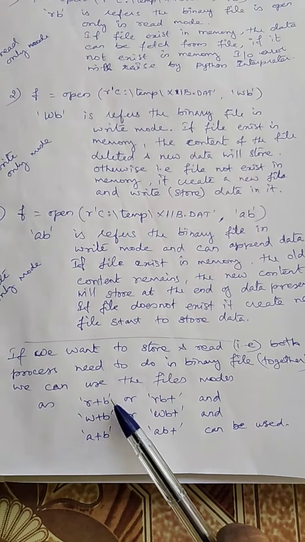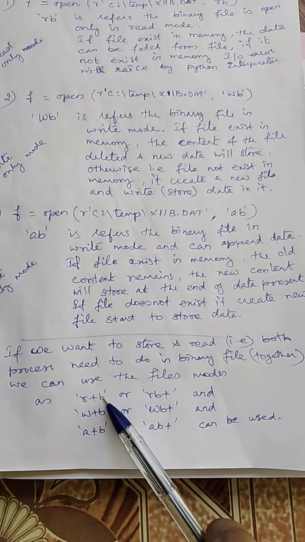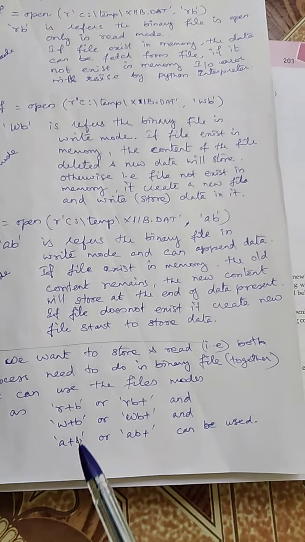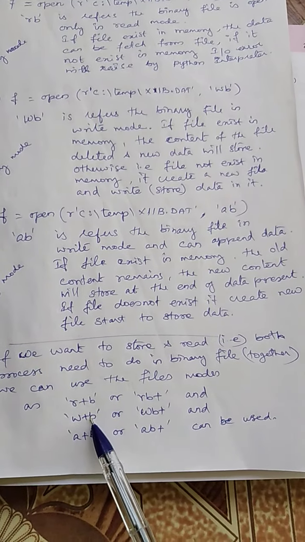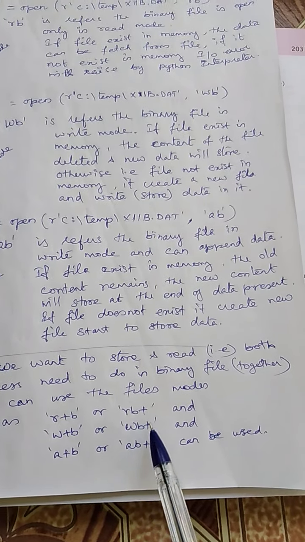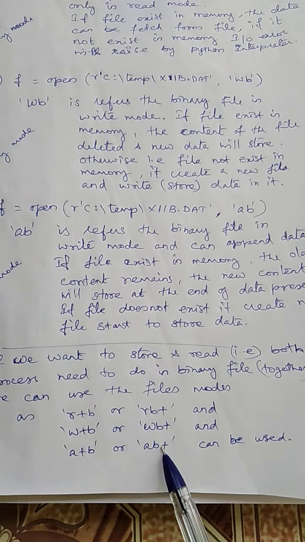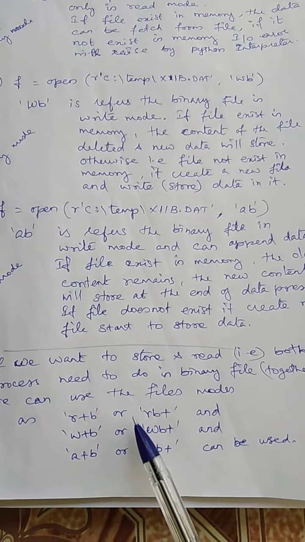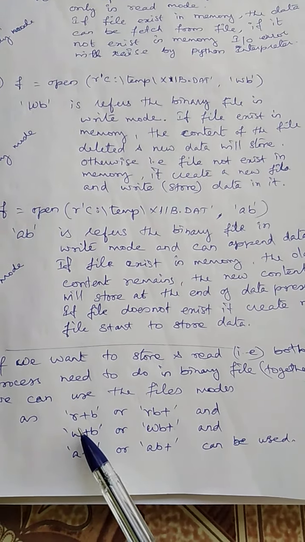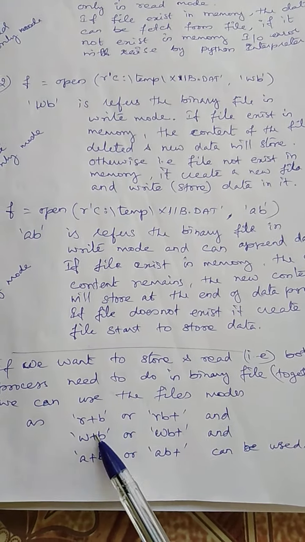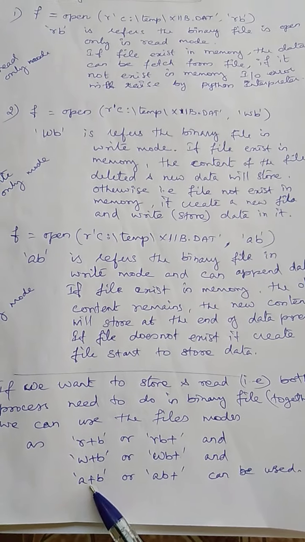It can be R plus B, that means reading as well as writing, in the binary mode, or RB plus. Like W plus B, that is write mode plus read also in a binary file, or WB plus, or A plus B or AB plus. So any of these can be used. If it is A plus only, we can append. If it is W plus or R plus, we can read and write. Only two options can take place. If it is A plus, we are able to append. Thank you.